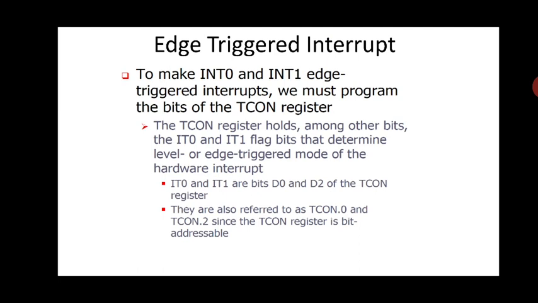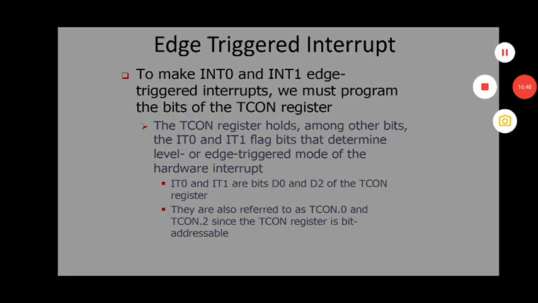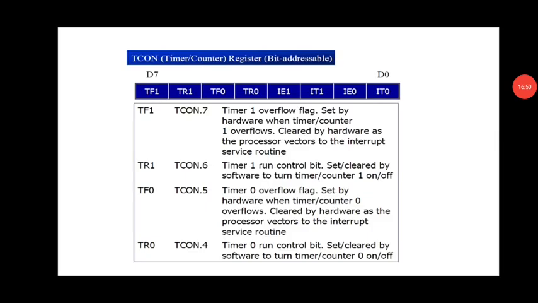Since INT0 and INT1 are bits D0 and D2 of the TCON register, they are also referred to as TCON.0 and TCON.2. D0 is for INT0, D2 for INT1. Similarly, there is one more way we can access it, as we know: 0.0, 0.2. This is the TCON register, and each bit's information is given here.